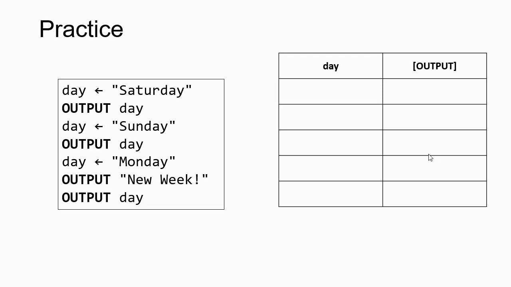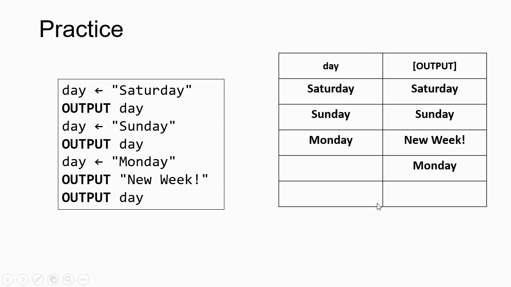Okay, so let's see how you did with this. We should have something that looks a little bit like this. Don't worry if you've used different lines, different rows in your table. But let's have a look at this and see how it works. So the first line of code, we've got day equals Saturday. So I've put Saturday in here.